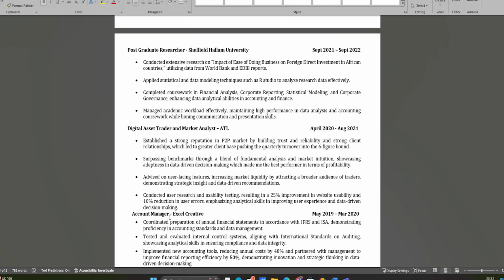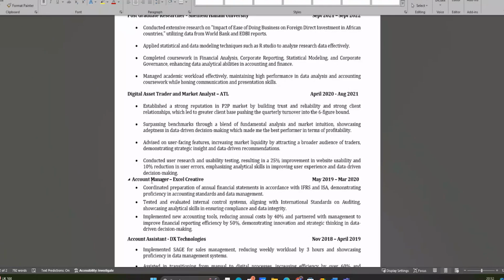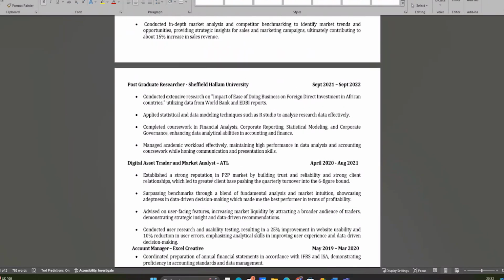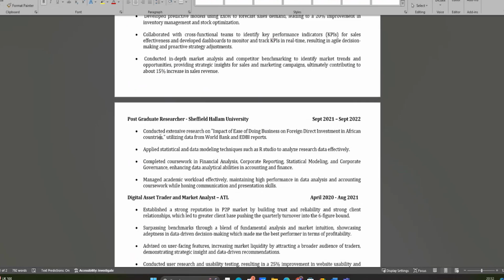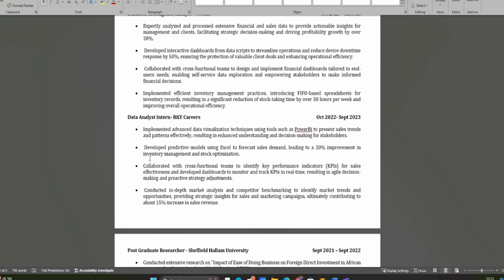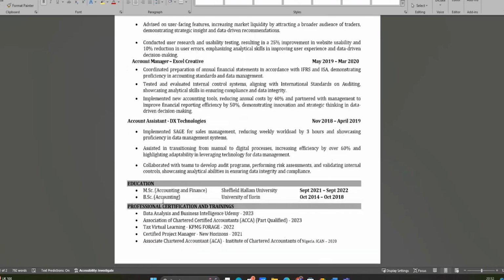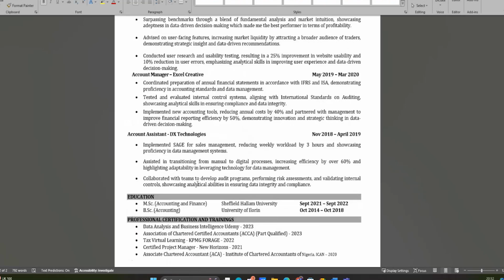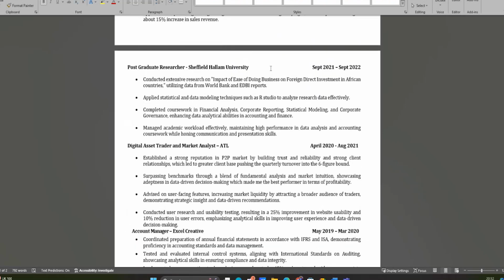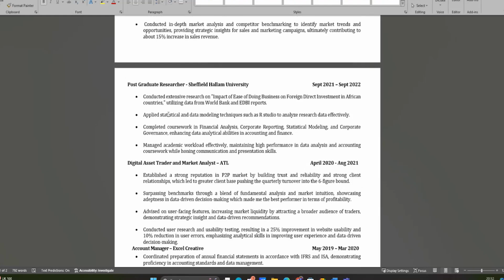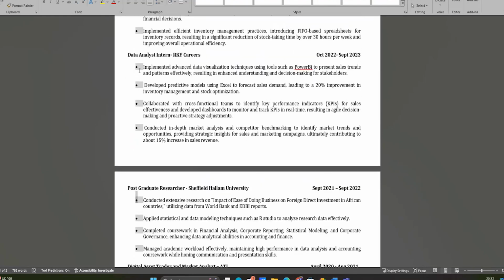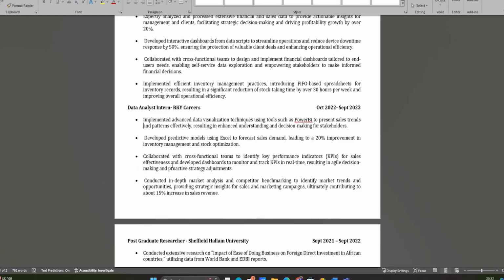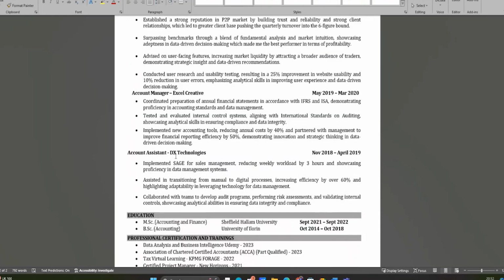So you can see the growth from being an accounting assistant to an account manager to digital assets, something related to account and marketing. Then from there, went for a postgraduate degree and then data analysis. There's a correlation because the person did accounting and finance, and then the person did analysis of the impact of ease of doing business on foreign direct investment. We apply statistical and data modeling. So you already saw the transitioning from this to this, and then to this one. Let your CV correlate.